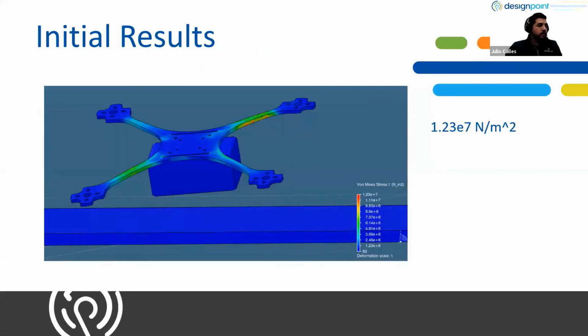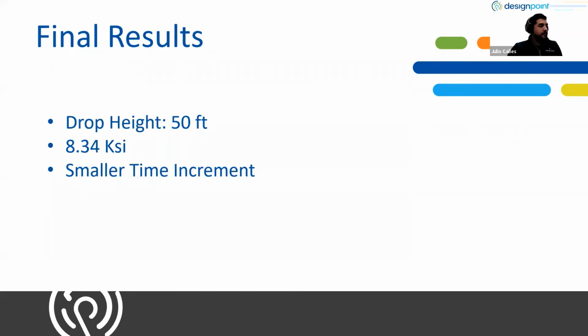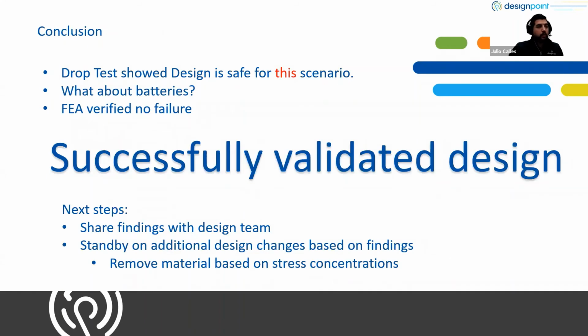Okay. So I'll tell you about some of the stresses that I obtained in the initial results. I obtained roughly 1.23e7 pascals. And then in the final results, as I mentioned, we did a drop height of 50 feet. Our highest results in this case actually went up quite significantly to 8.34 KSI, but this is still well below the yield strength of this part. And as I mentioned, we also drastically reduced the time increments that we were utilizing for this type of scenario.